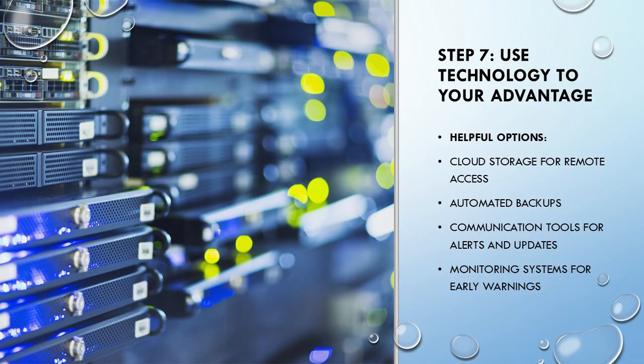Step 7 is a recommendation to use technology to your advantage. You don't need enterprise-level systems to build resilience, just smart use of available tools. Helpful options include things like cloud storage for remote access to your files even if your office isn't reachable, automated backups to reduce human error, communication tools for alerts and updates both internally and externally, and even monitoring systems for early warnings of failure. Technology can keep your business running even if your physical location is temporarily out of commission.